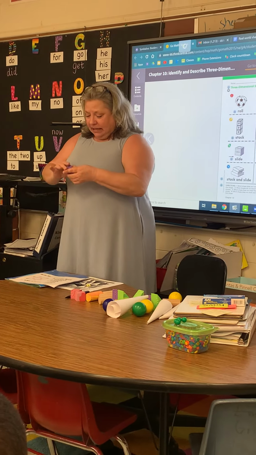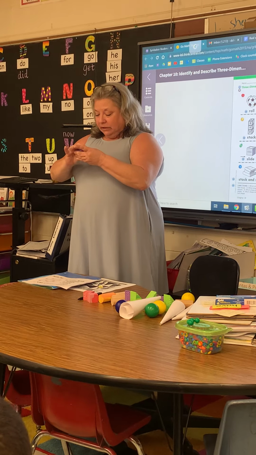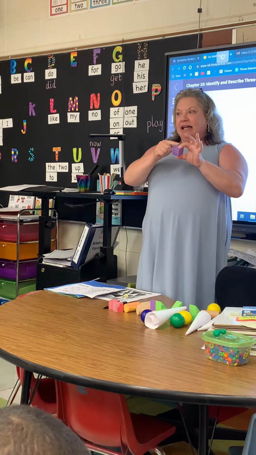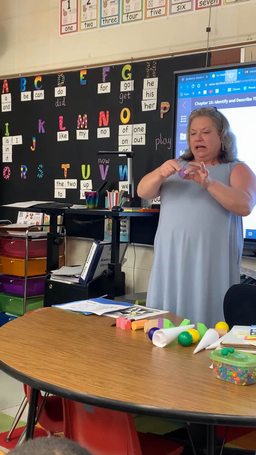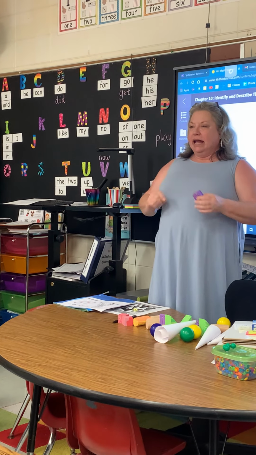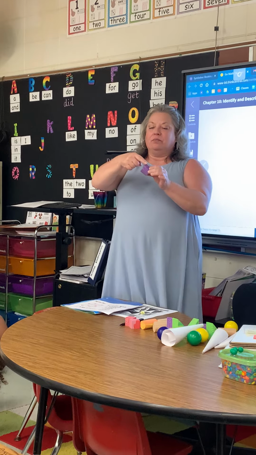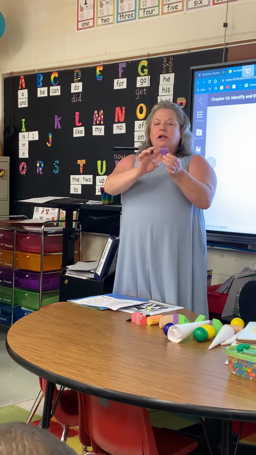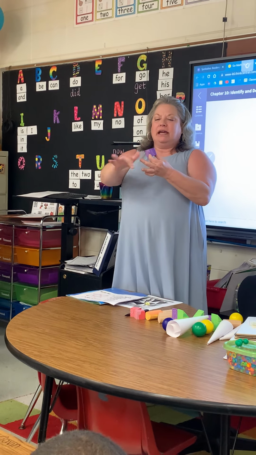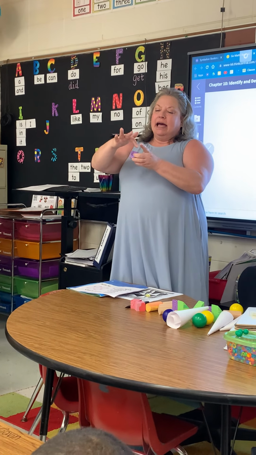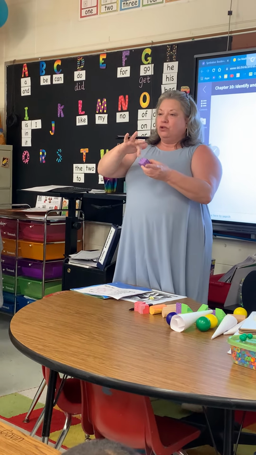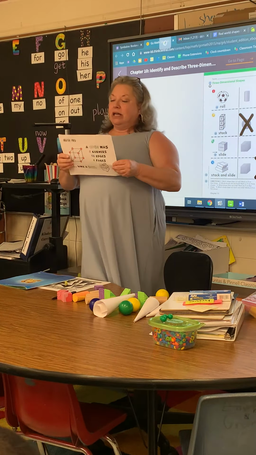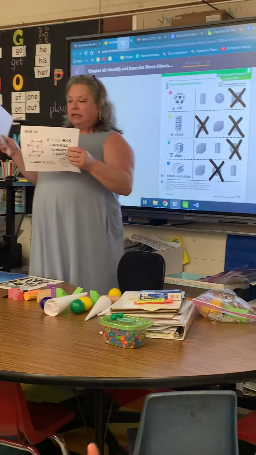And then it has the 8 corners, and then the edges are these lines right here. And it has 12 of them. Let's count them. 1, 2, 3, 4, 5, 6, 7, 8, 9, 10, 11, 12. Okay? So your parents are going to help you with this.